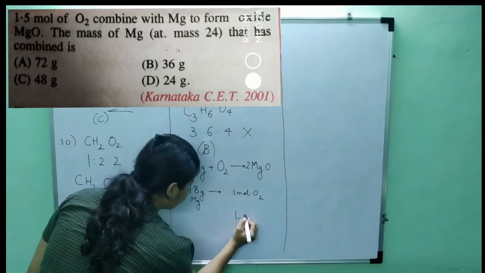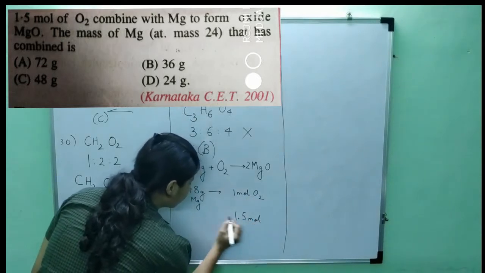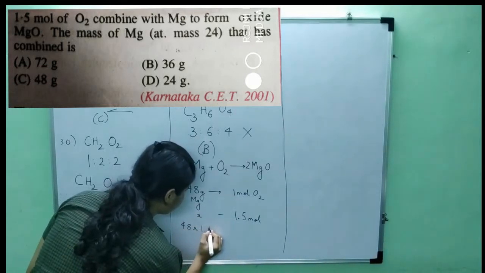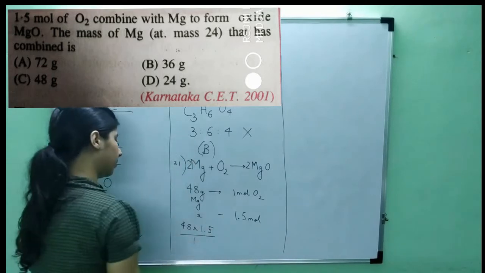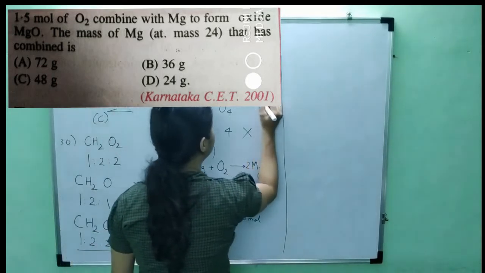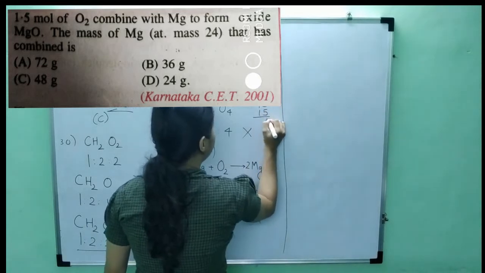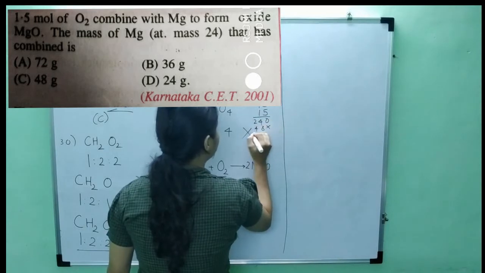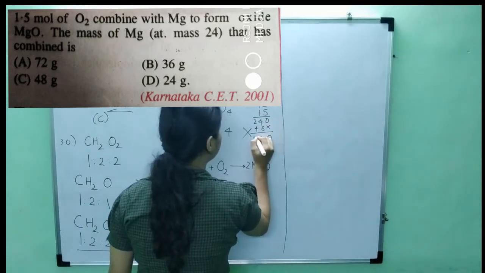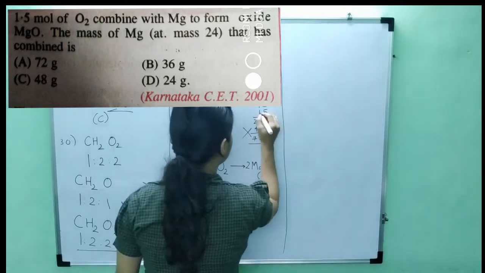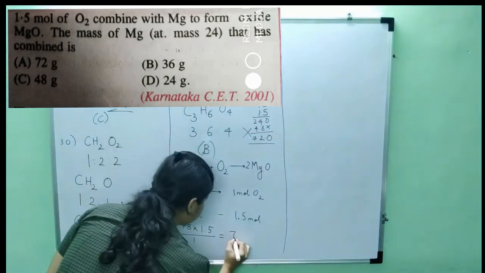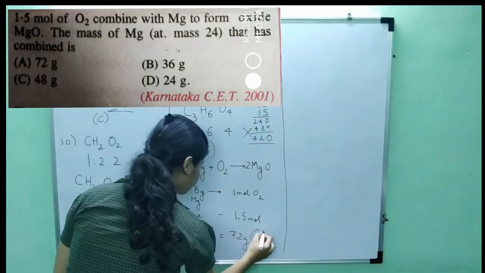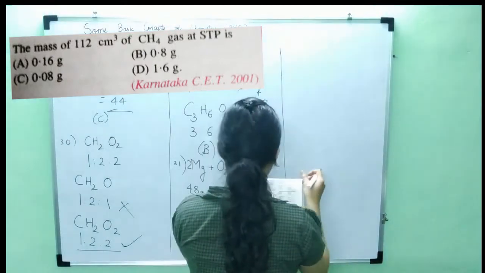So the given is 1.5 moles. So 1.5 moles will combine with what? We have to just do cross multiplication. So this is 48 into 1.5 upon 1. Okay, so this is a simple multiplication. So this comes out to be 72. So the answer is 72 grams, which is option E. Let's look at the next question.